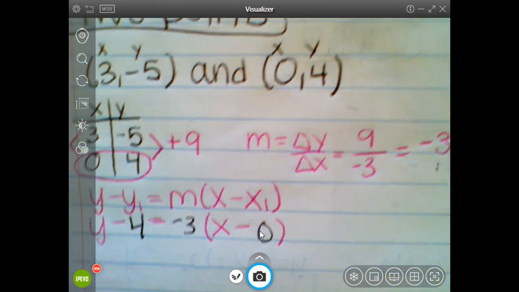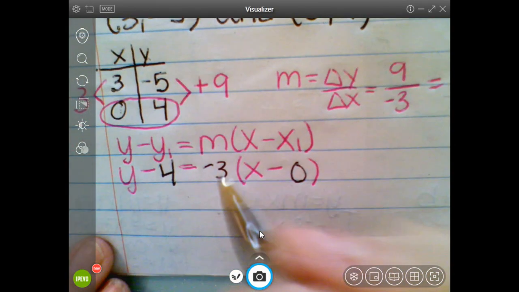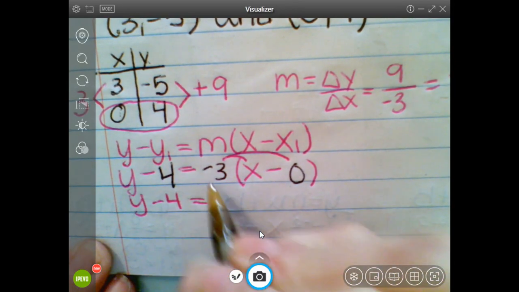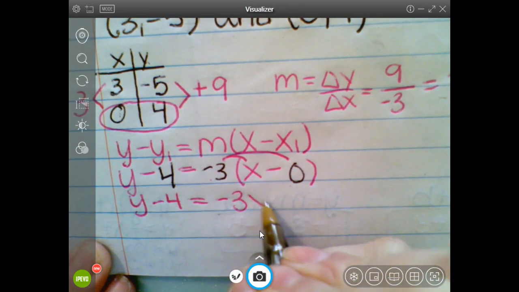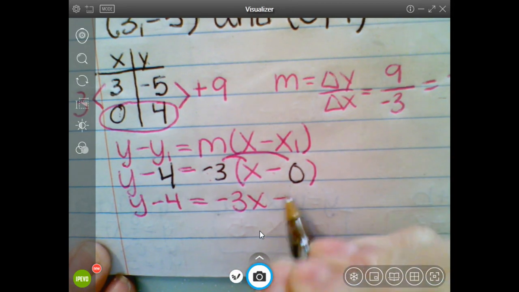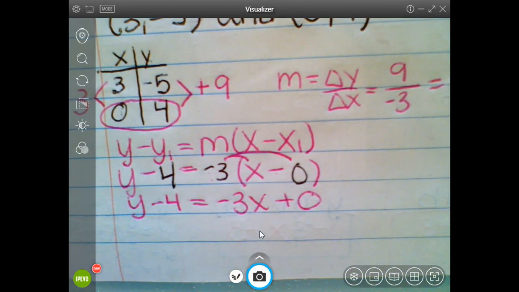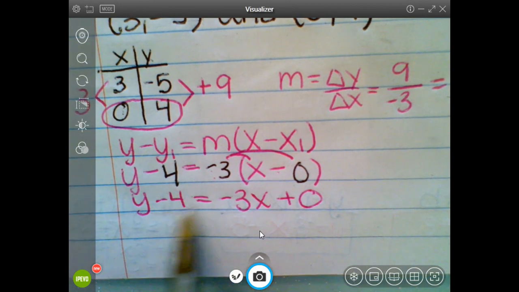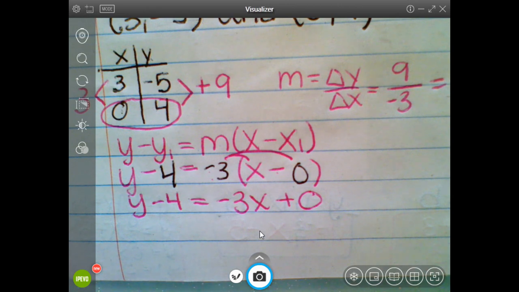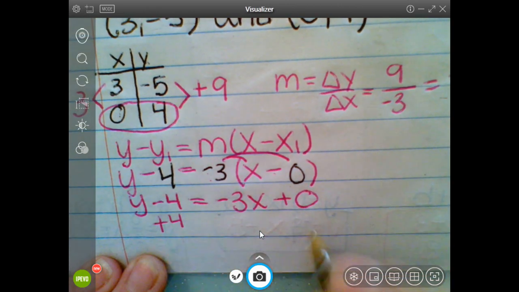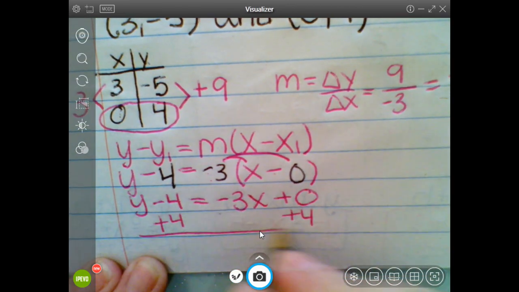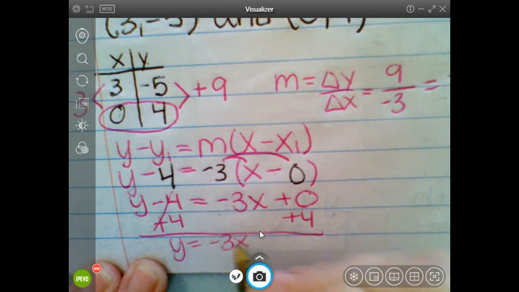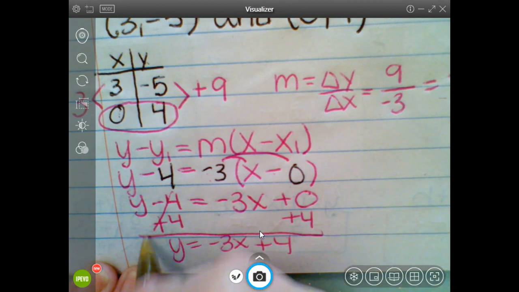Okay, so now I'm going to just distribute and solve. So distribute here, leave this guy alone for now. -3 times x, -3x. -3 times 0 is 0. Almost. Y equals mx plus b. Close, but I have a -4 by the y. I need to get to the other side, so I need to add 4 to both sides. So I get y equals -3x, and 0 plus 4 is 4. So there's my equation.